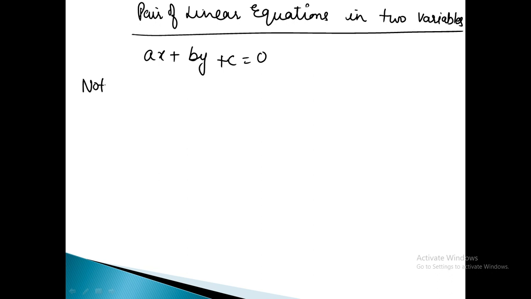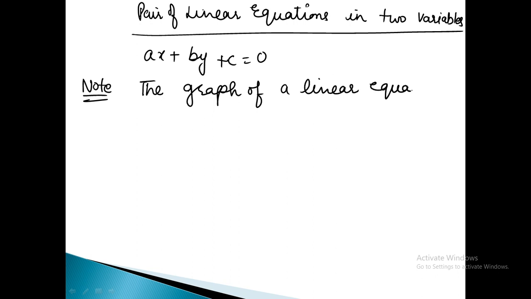Note it down: the graph of a linear equation is a straight line.